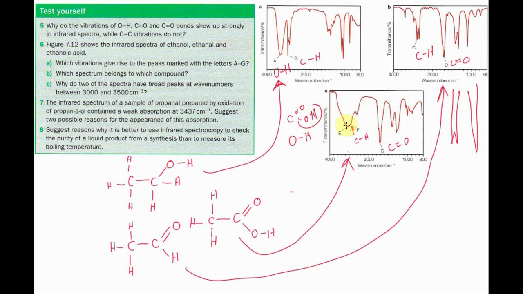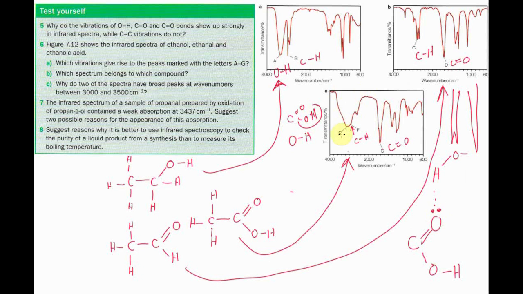Now, you get stronger hydrogen bonding in the carboxylic acid because, as well as the OH group, which can form hydrogen bonds, you've got the C double bond O, which has got a lone pair on the oxygen, which can also form hydrogen bonds with the OH group from another molecule. So there's greater opportunities there for hydrogen bonding in the carboxylic acid, and that leads to a broader peak.